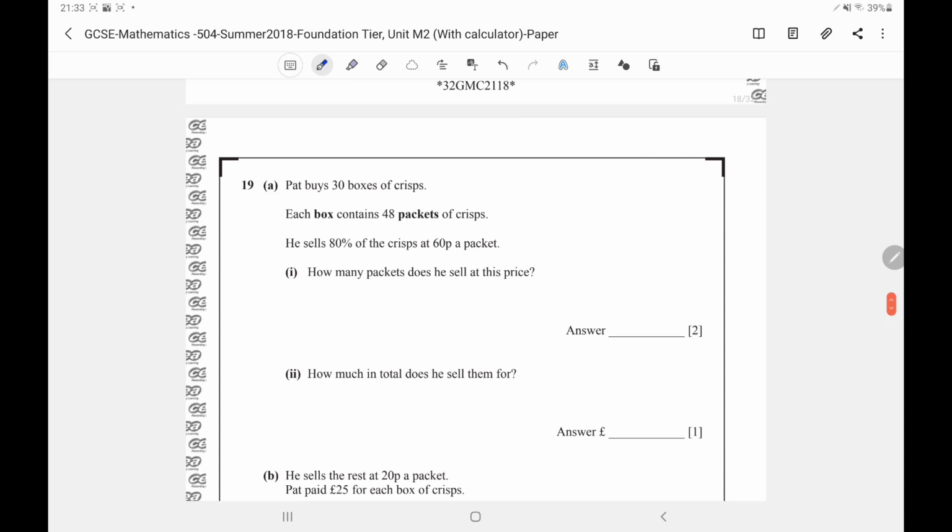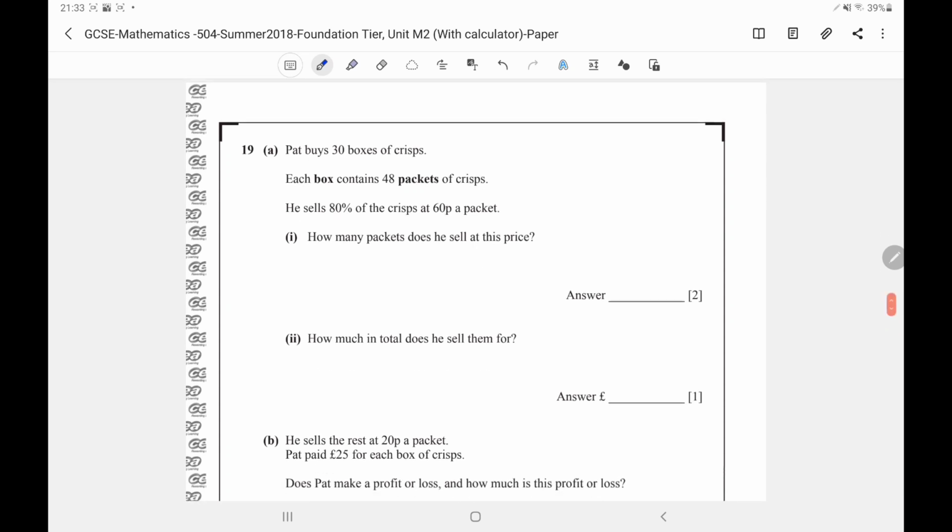19, Pat buys 30 boxes of crisps. Each box contains 48 packets. 30 boxes, 48 packets. He sells 80% of the crisps at 60p a packet. How many packets does he sell at this price?